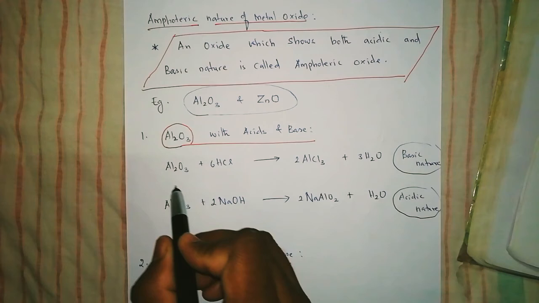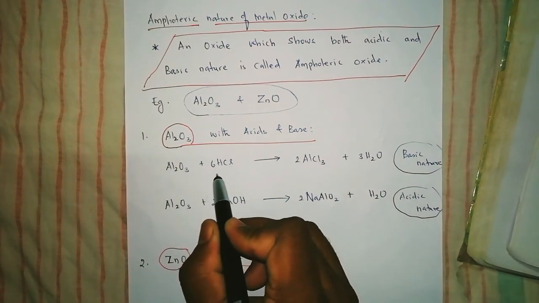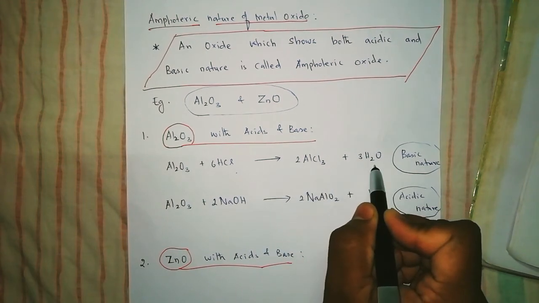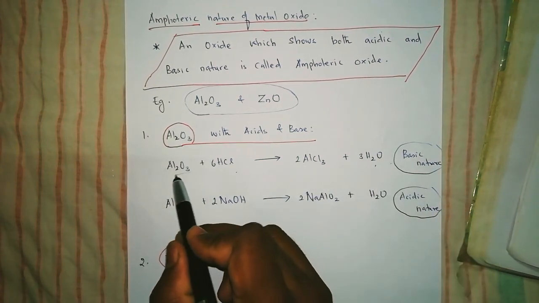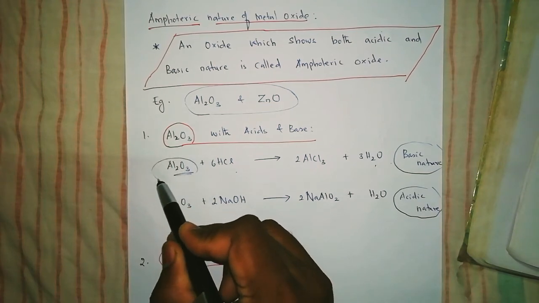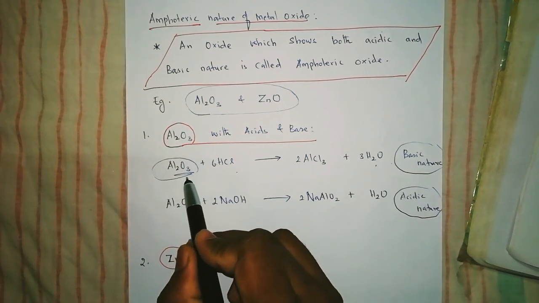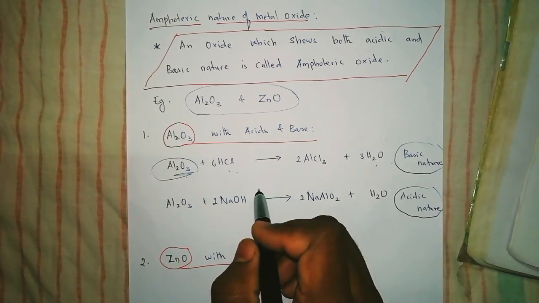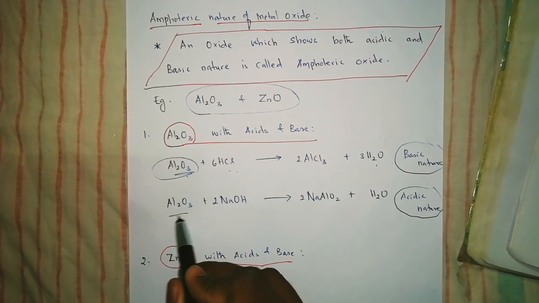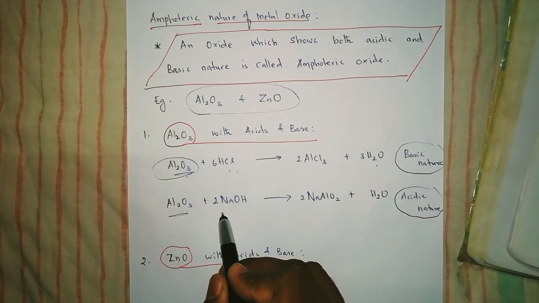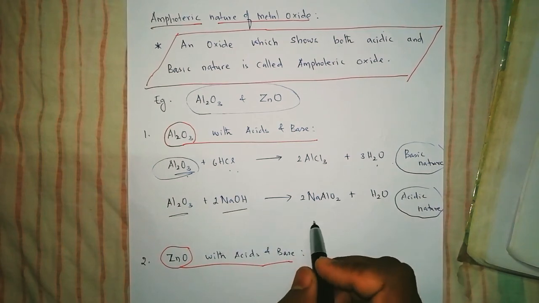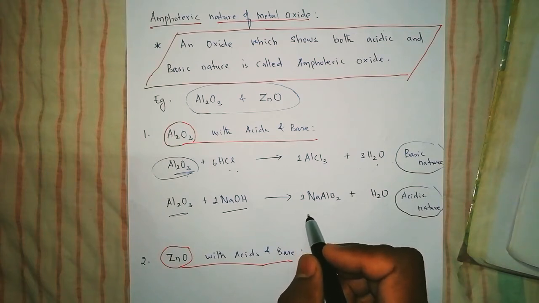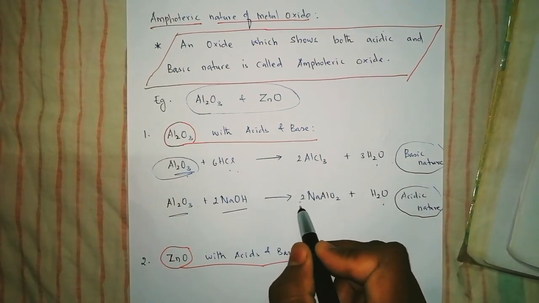Reaction will take place. See, when aluminum oxide reacts with hydrochloric acid, it gives a salt and water. And here this aluminum oxide acts as basic in nature, because a base reacts with acid, it gives salt and water. Clear? But here you can see the same aluminum oxide can also react with base and gives sodium aluminate and water. This is also a salt.